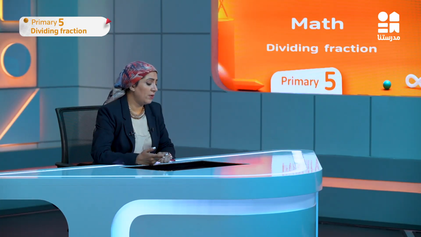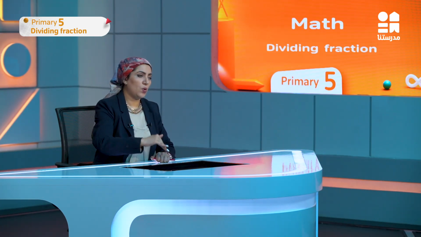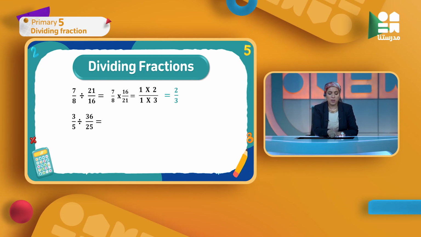Now I move to the divided sign. Will it stay a divided sign? No. I multiplied. Then after I multiplied, I flip the last fraction, or I make it upside down. So the number at the bottom will go to the top and the number at the top will go to the bottom. Now it will be 3 over 5 times 25 over 36. So what do I do now? Bravo. Simplification.